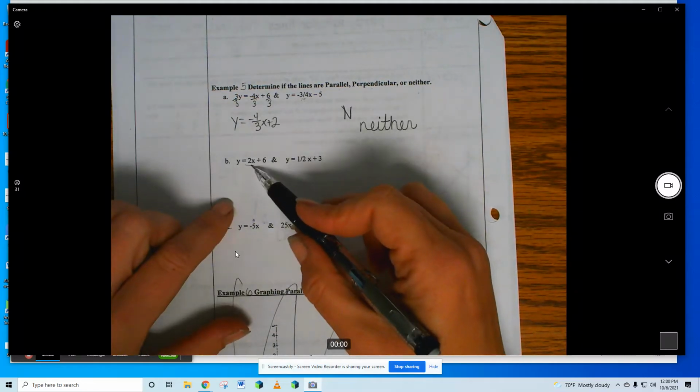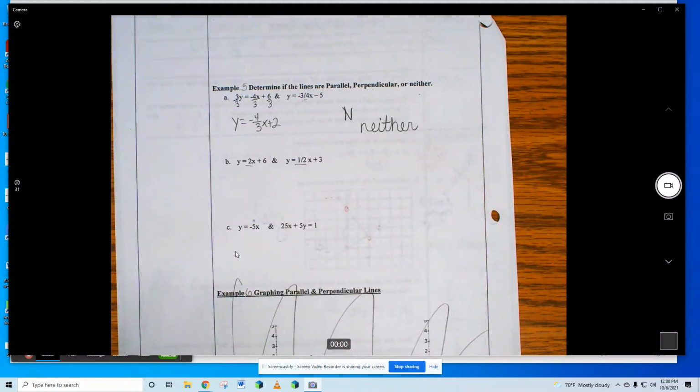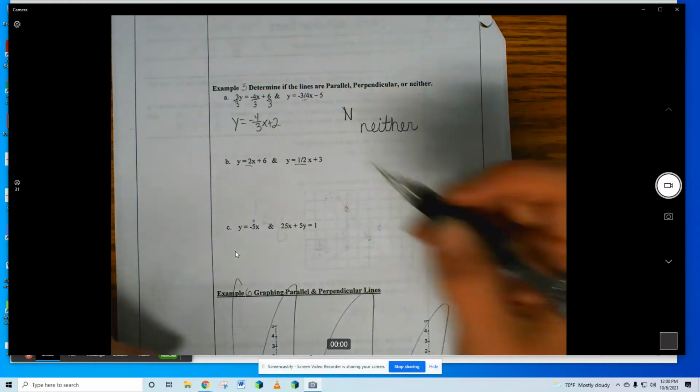Oh, look at my slopes. +2 and +1/2. Parallel, perpendicular, or neither? Neither.